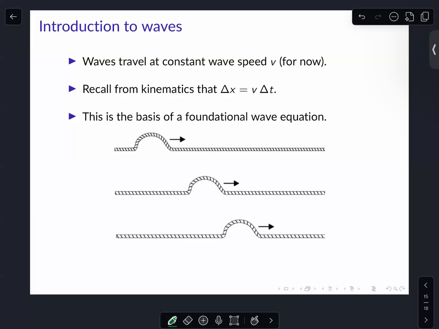Now there's a foundational wave equation I want to hit on here. Distance equals rate times time. We're going to reformulate that and shuffle a term around and come up with v equals f lambda, that you should have seen in the lab.